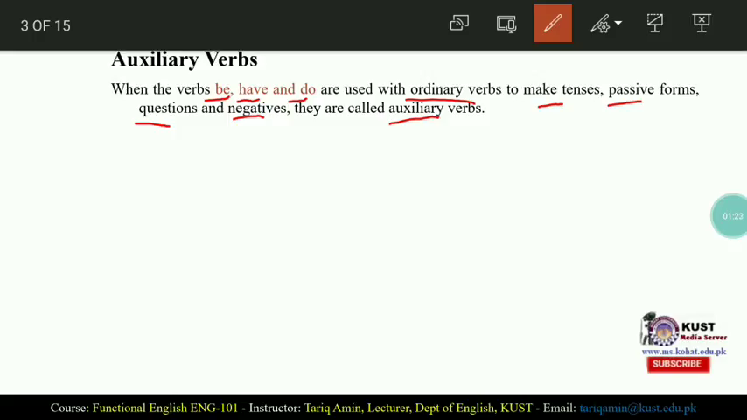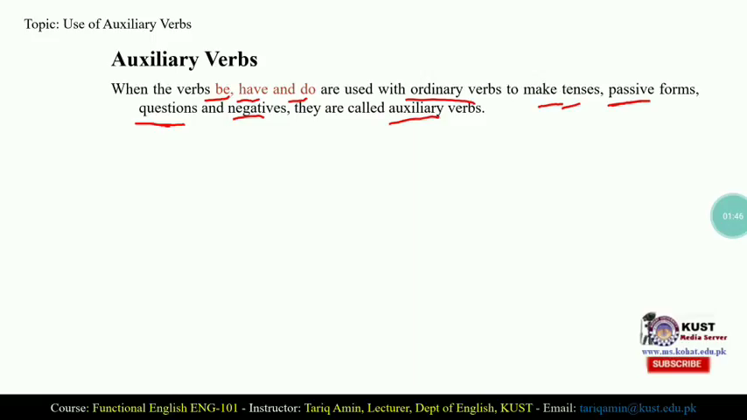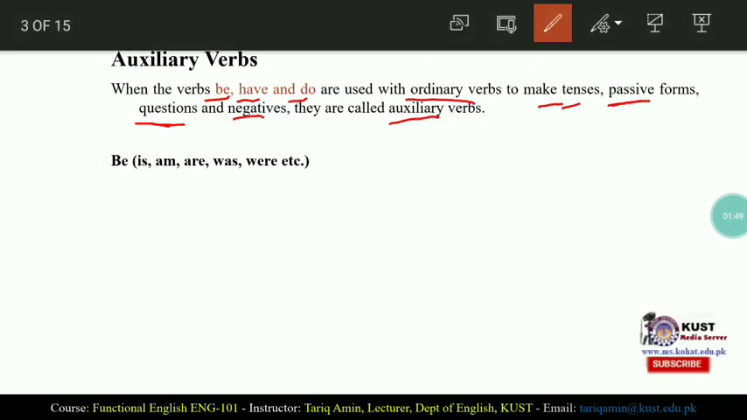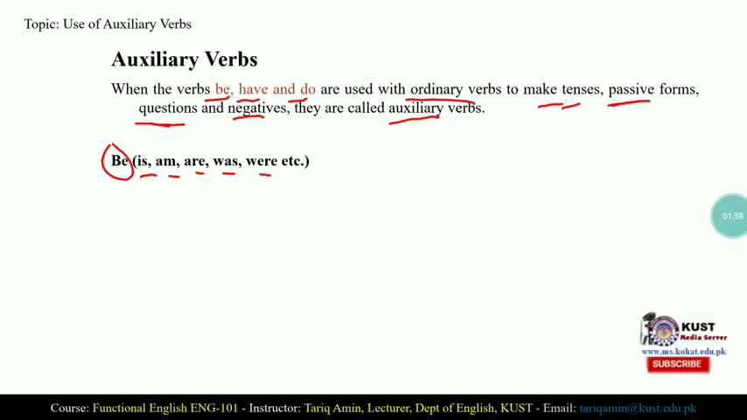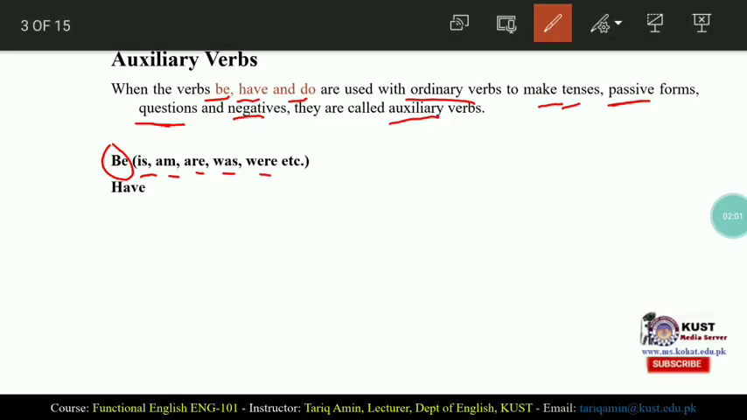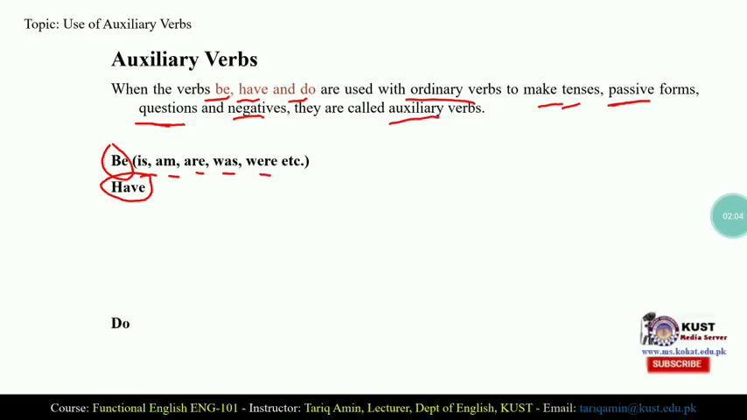And when the different forms of the verb to be such as is, am, are, was, were, etc. and the forms of the verb have, has, had, etc. and do, did, etc. are used with these ordinary verbs to make tenses, to make passive forms, and to make questions and negatives, they are called auxiliary verbs. The different forms of the verb to be are is, am, are, was, were. These are different forms of the verb to be. Be, are, to be. And have is another kind of auxiliary verb, and do is another kind.